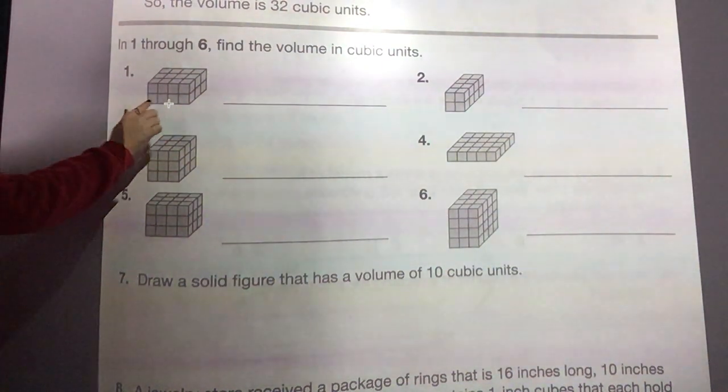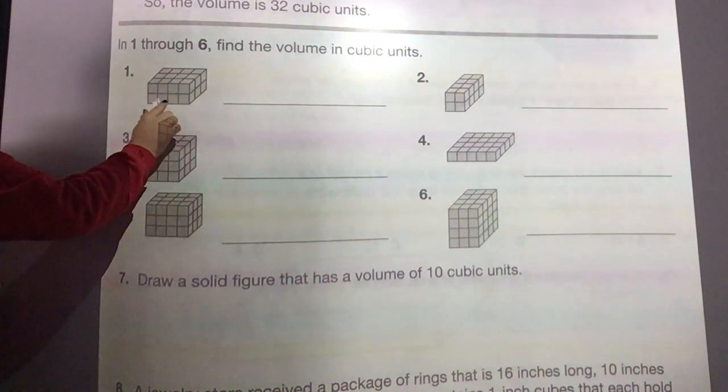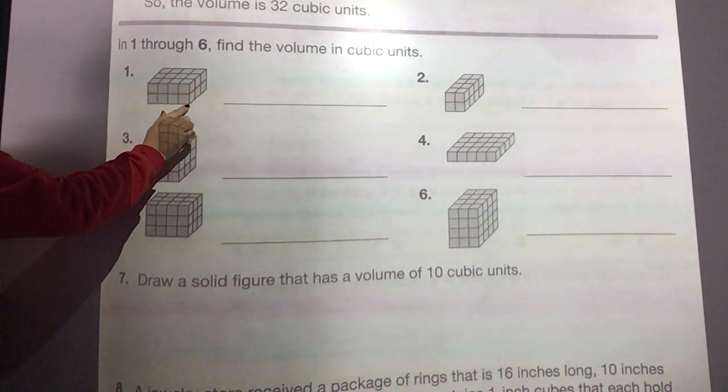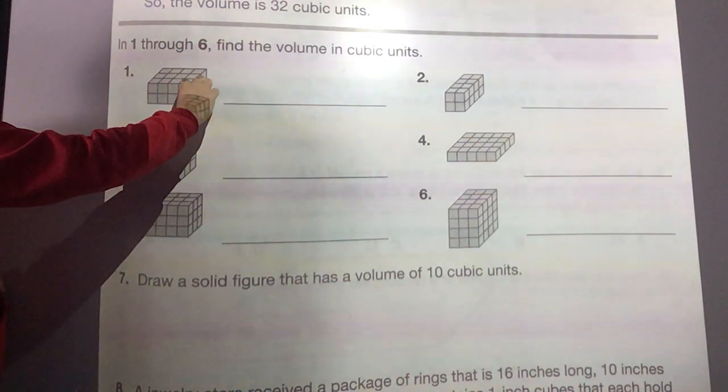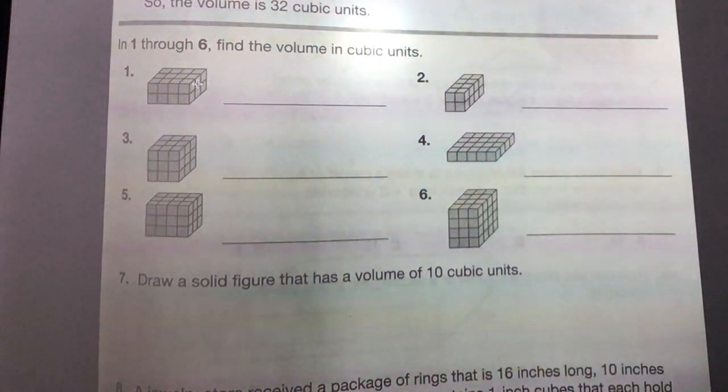Or you could do this front view right here. How many do you see on this front right here? 8. And then again, go back, how many layers? 1, 2, 3. So you could do 8 times 3, and you'd still get the same answer, 24. So part of it depends on what kind of view you like to see it from. Okay? Number 2. Same thing.